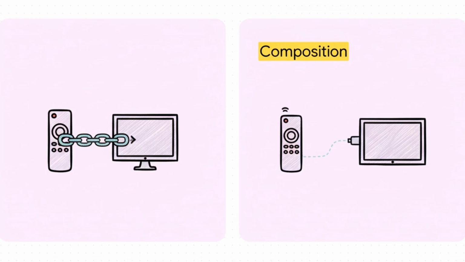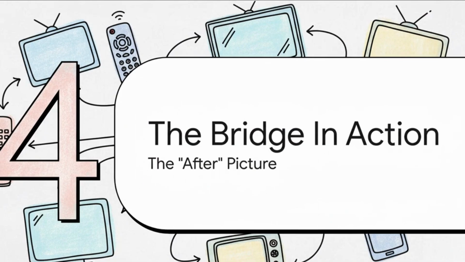Inheritance locks you into an is-a relationship. An advanced remote TV is a very specific, locked-in thing. That creates the rigid structure we're trying to escape. But composition? That gives us a flexible has-a relationship. A remote simply has a device that it controls. And that's the magic trick. Now we can pair any remote with any device, whenever we want. Okay, enough theory. Let's get our hands dirty and see how this actually restructures our code.